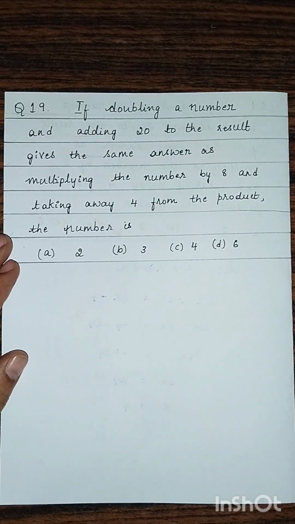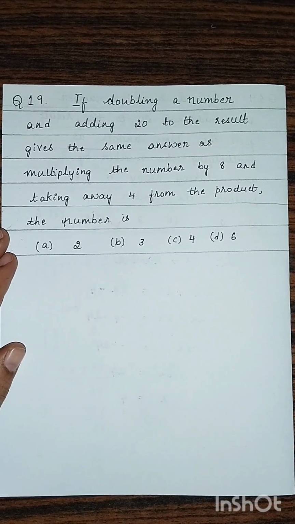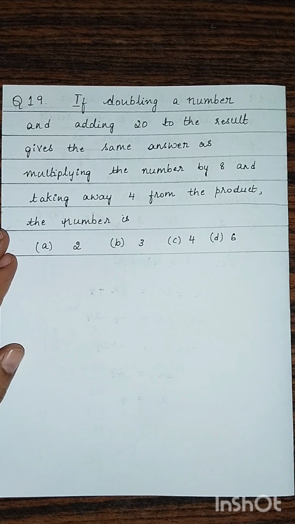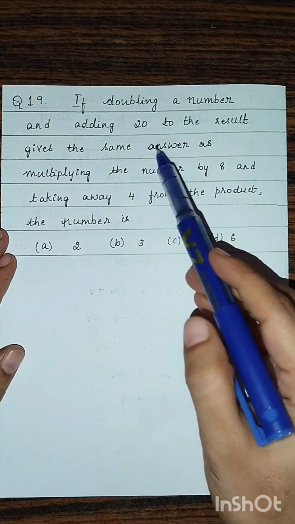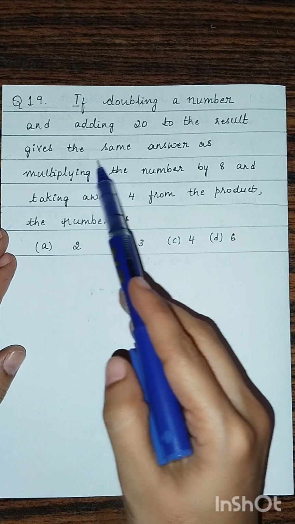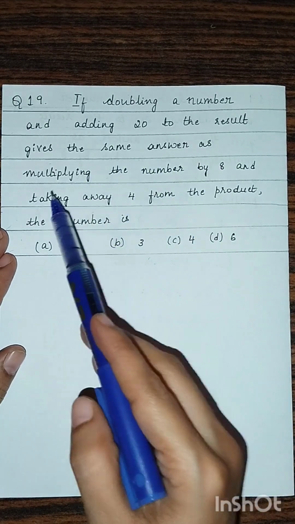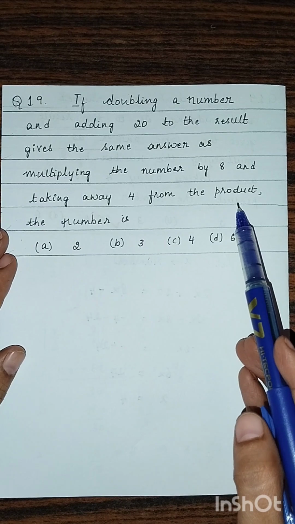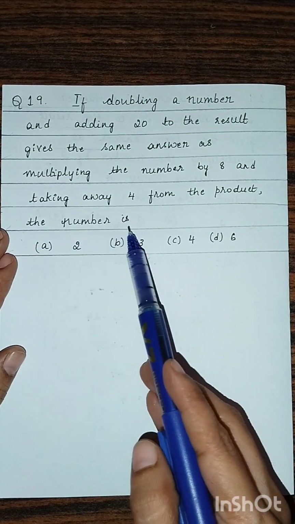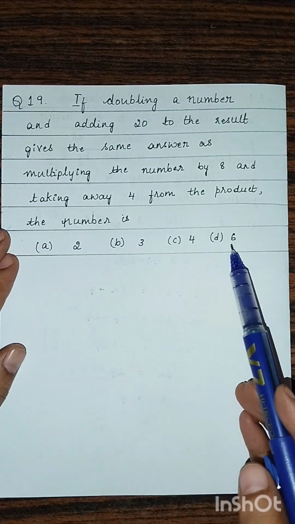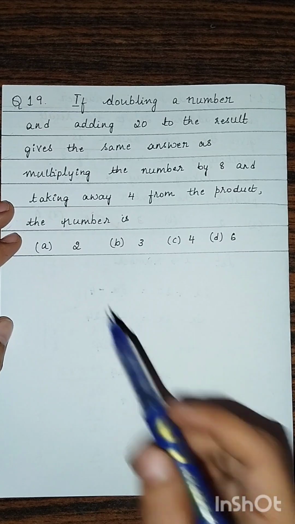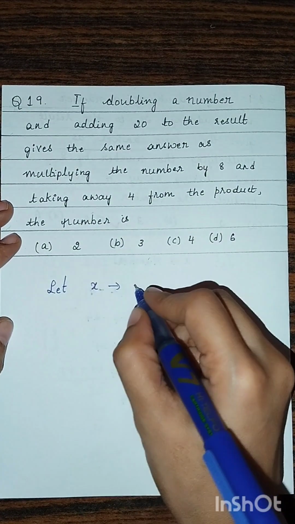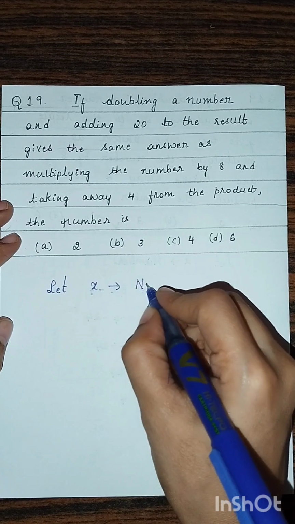Question number 19. If doubling a number and adding 20 to the result gives the same answer as multiplying the number by 8 and taking away 4 from the product, the number is 2, 3, 4, 6. So here let us write the unknown number as x. So let x be the unknown number.